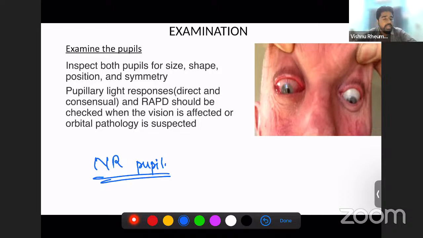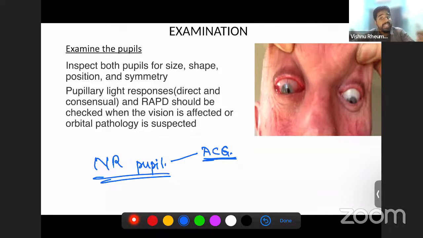Non-reactive pupil, you should always remember the differentials of non-reactive pupil, because sometimes when we see a non-reactive pupil, we almost always think of a nerve pathology, but it's not like that. One thing I already told you, when there is a mid-dilated tonic fixed pupil, one thing you should always remember is angle closure glaucoma, and immediately refer the patient.